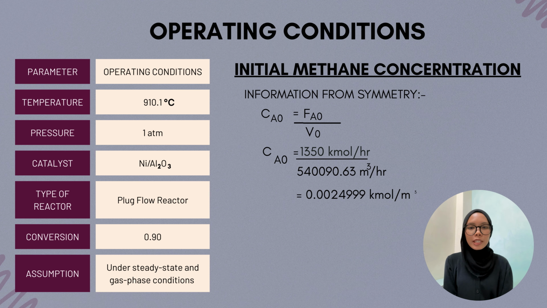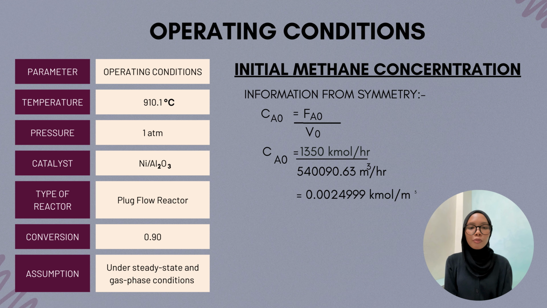So for this part, I will explain the operating conditions that we use for our steam methane reforming, or we call it SMR. The temperature we set is 910.1 Celsius. The pressure we use is 180 m. The catalyst we use is nickel on alumina. The type of reactor that we use is plug flow reactor, and the conversion we use is 0.90, and the assumption that we use is this steam methane reforming is under steady state and gas phase condition.